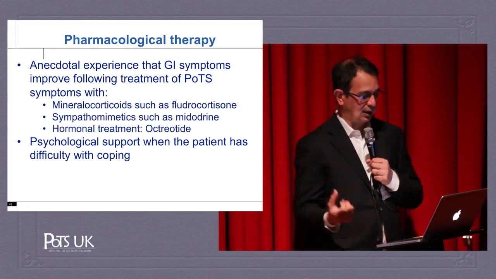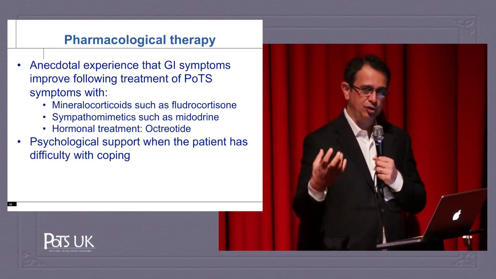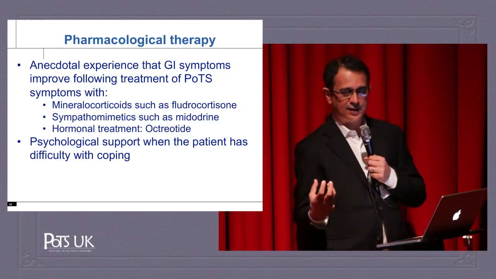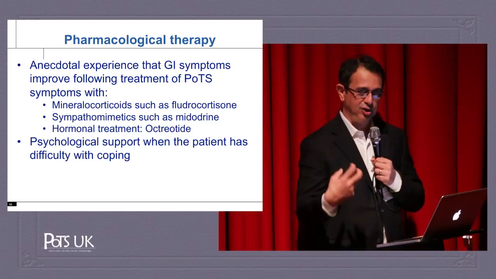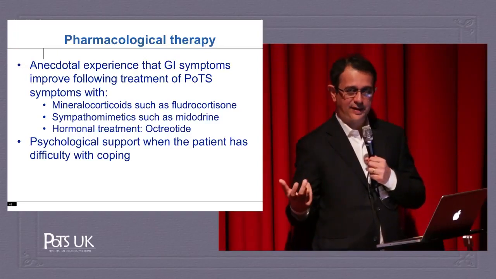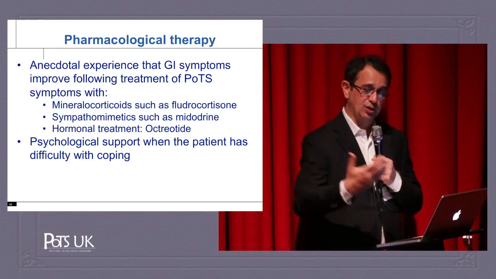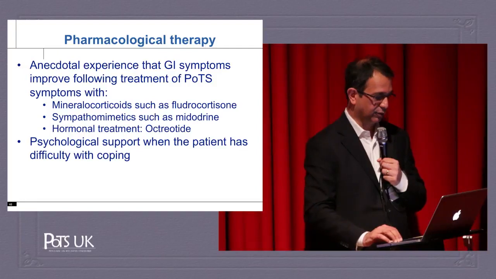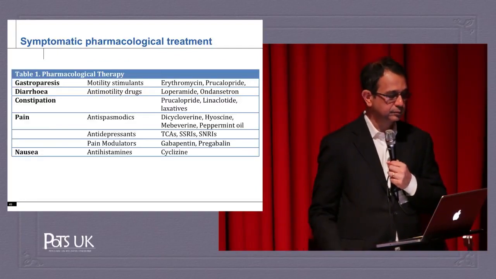Octreotide is an analog of somatostatin, and it helps to increase the vascular resistance in the gastrointestinal tract in the splanchnic circulation and slows the stomach down. And in some patients with POTS who are given that for improving their POTS, quite often their gastrointestinal symptoms will improve, and it's used in the treatment of early and late dumping syndrome. And of course, psychological support is very important.